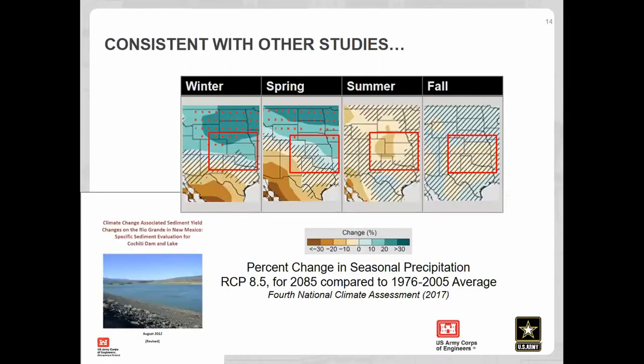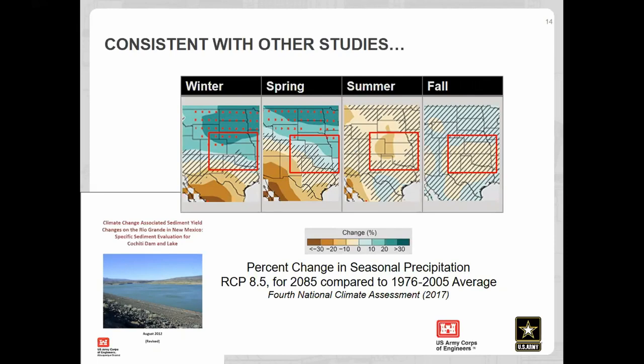So this is in agreement with several other studies that have looked at the Rio Grande. If we look at the National Climate Assessment, we see fairly small changes in precipitation with a fair amount of uncertainty with respect to summer. We looked at sedimentation at Cochiti, and Reclamation did a comparable study at Elephant Butte, using completely different models and a completely different methodology, and concluded that there would not be a huge change in the rates of sedimentation at either reservoir for the foreseeable future.